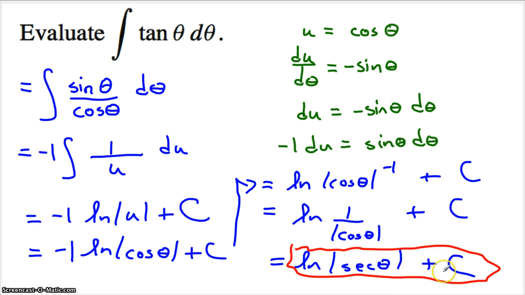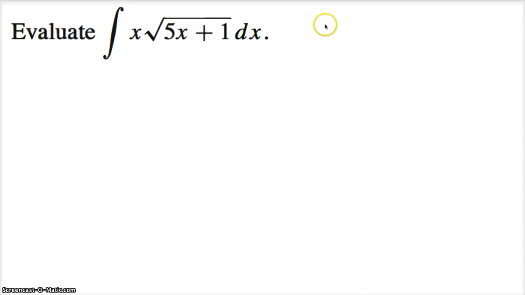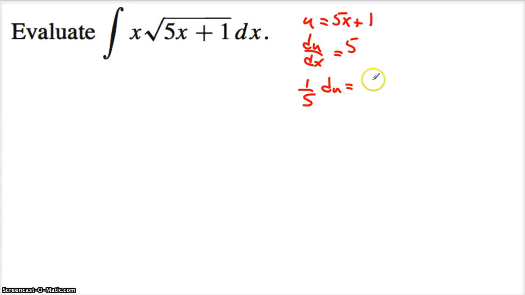If you looked up the integral of tan theta in a textbook, you'll see ln of the absolute value of secant theta plus c. Okay, our last example here, we're going to let u equal 5x plus 1. du by dx equals 5. Then we multiply both sides by dx and divide by 5, and we get 1/5 du equals dx.